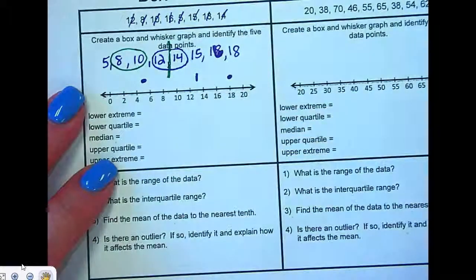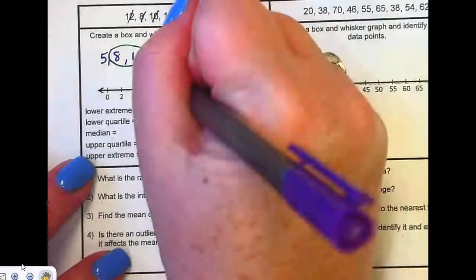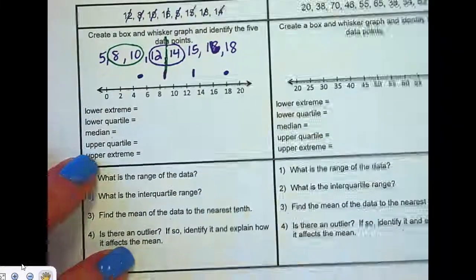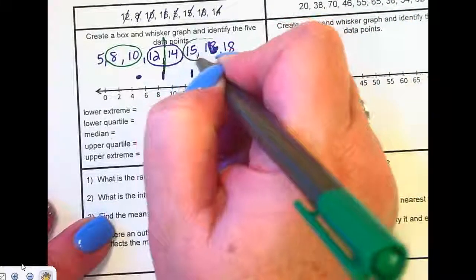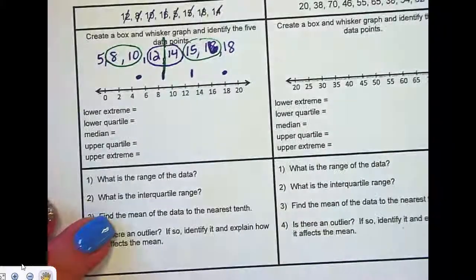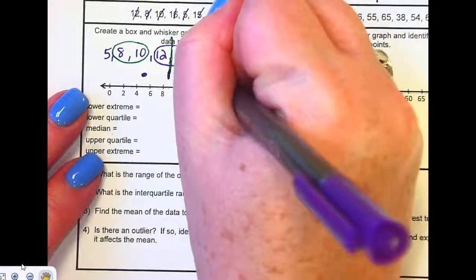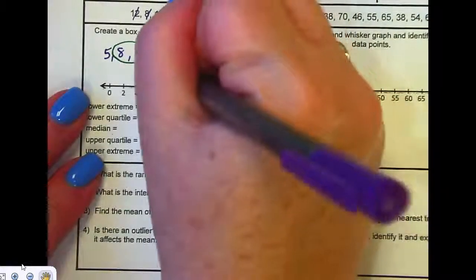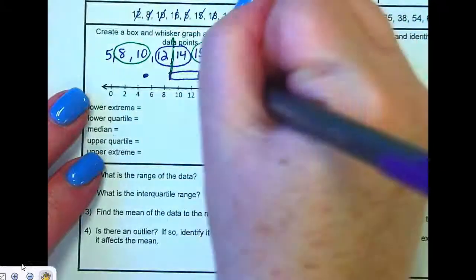So I need a number that's between 8 and 10. What would that be? 9. So put my line here. And then I need a number between 15 and 16. 15.5. So that's kind of hard to graph here. So it needs to be right here between 15 and 16, maybe a little closer to 16. And then you draw your box. There's your box, and there's your whiskers.